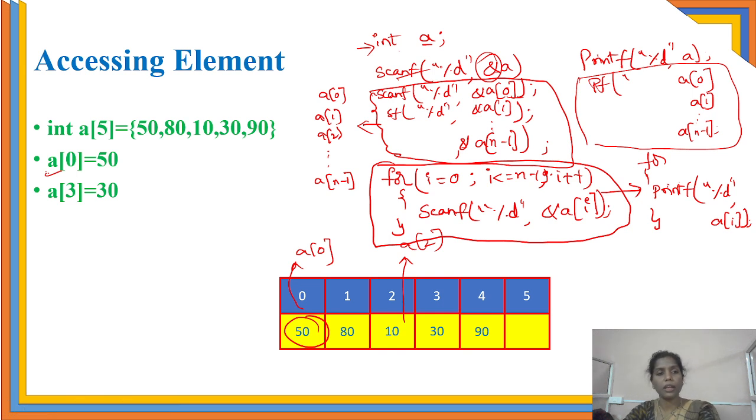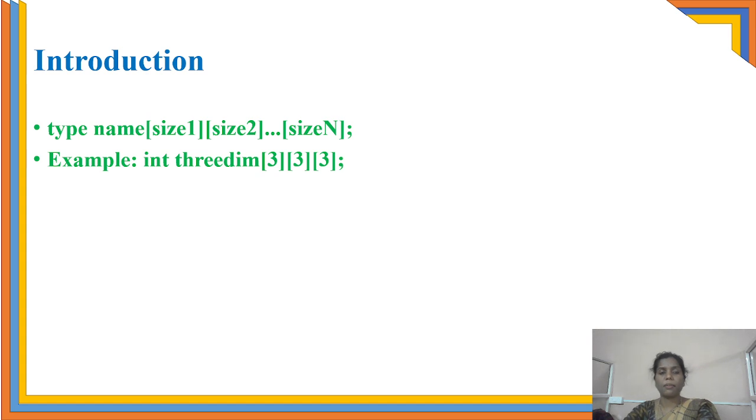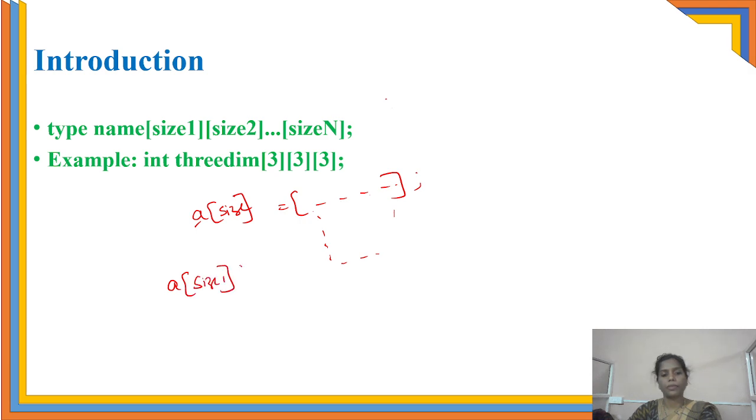So this is the way to read and print the array elements. Multi-dimensional array. Till now we have seen single dimensional array, that is array name, size. One dimensional array is like this, one dimension. If we are having two dimensions, a of size 1, size 2, we will be getting rows and columns.